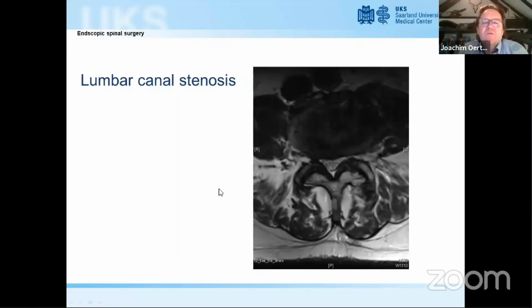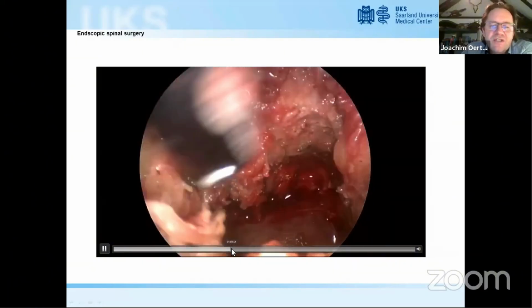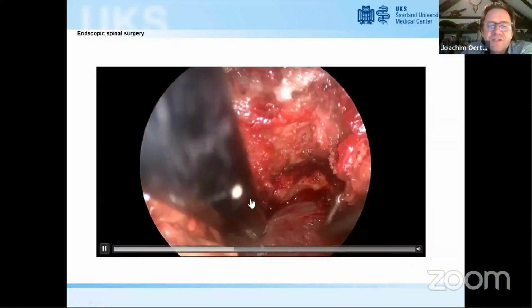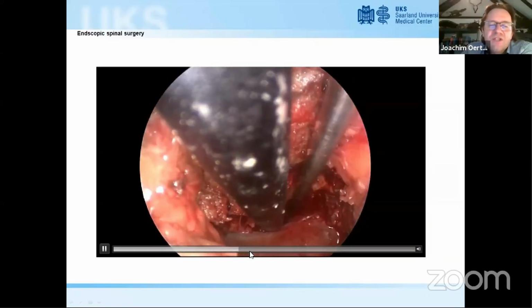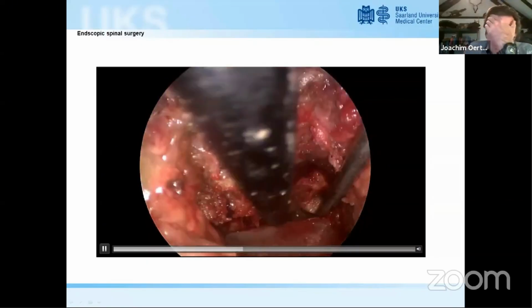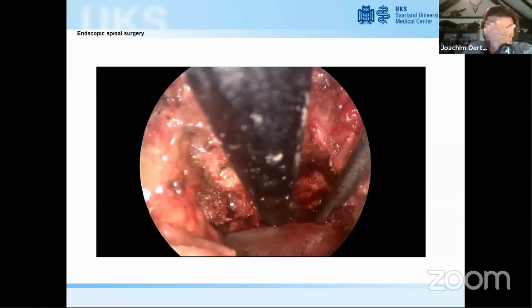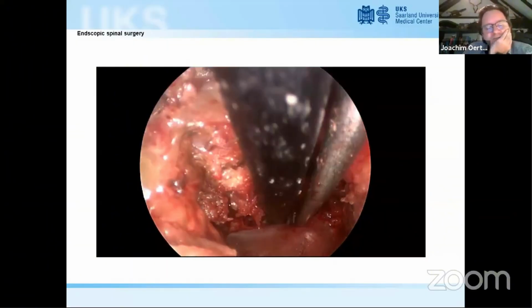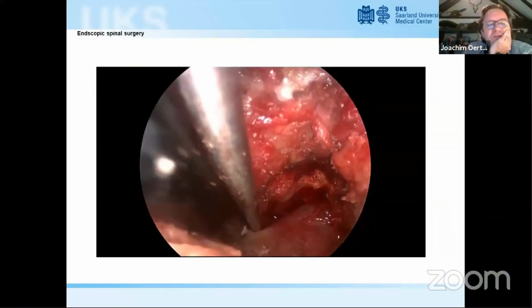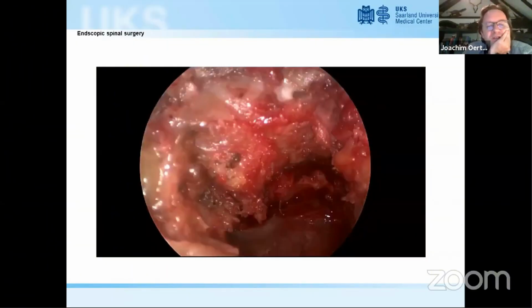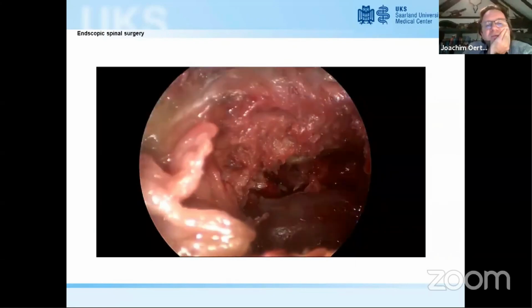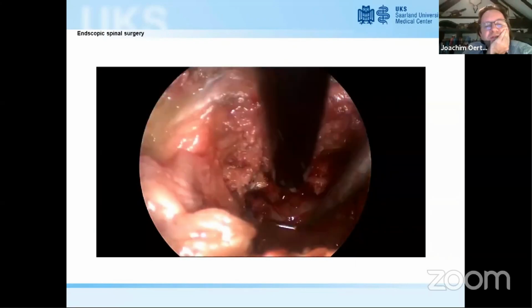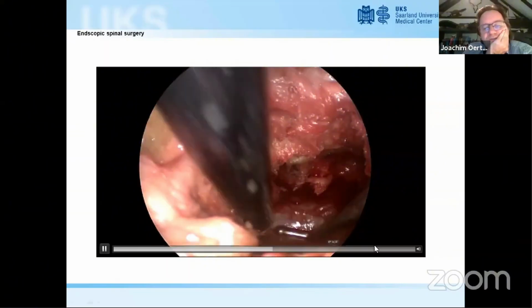I have a couple of different indications now. When we look at lumbar canal stenosis, for example, we would come from an interlaminar approach and use a tube-based system. So this is the contralateral side. We do the decompression with a diamond burr and a sheath-based endoscopic system. This would be in our hands one of the most frequent indications we have now. This would be a classic indication for an endoscopic tube-based interlaminar approach.